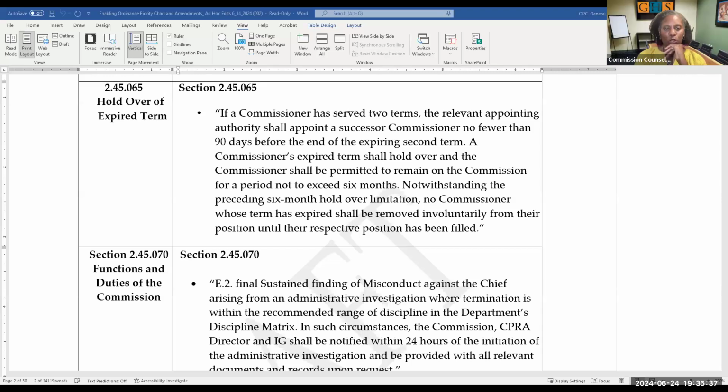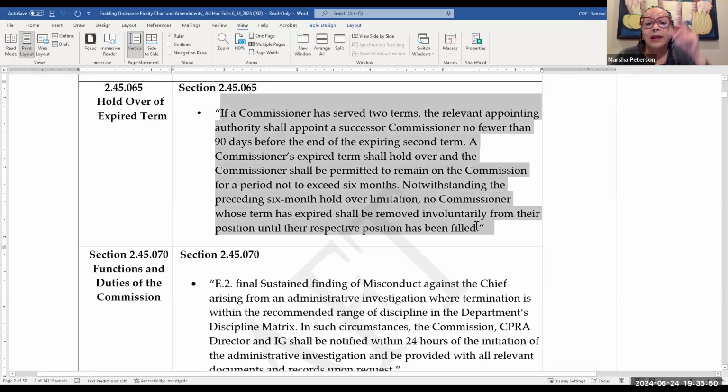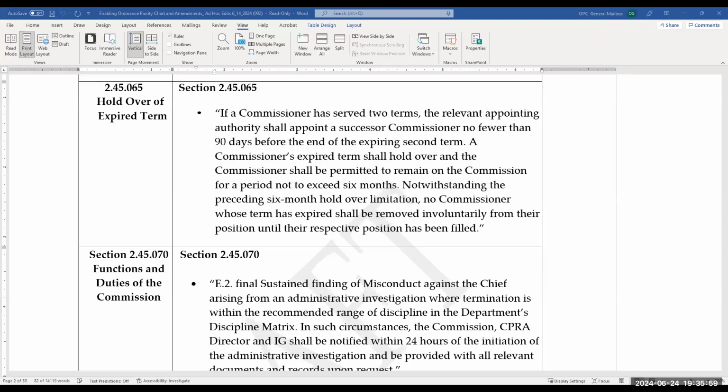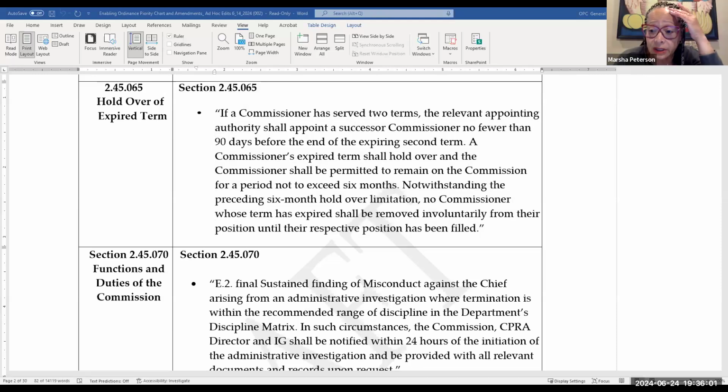Well, the first sentence says if a commissioner has served 2 terms. So is that what's considered a holdover of expired term? Because I am a holdover of an expired term, and my term was just 1. I have not been reappointed. So that's why I'm saying we have to make a distinction in the language. I agree. I agree. Okay.